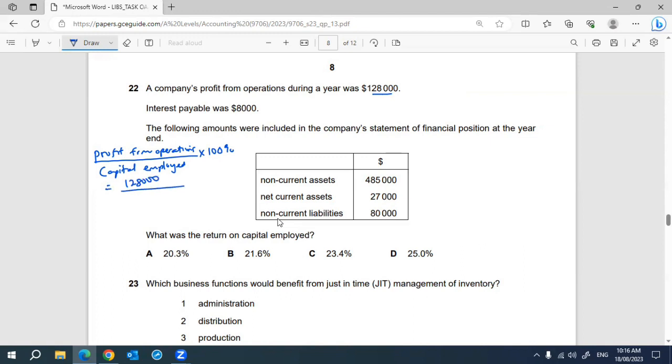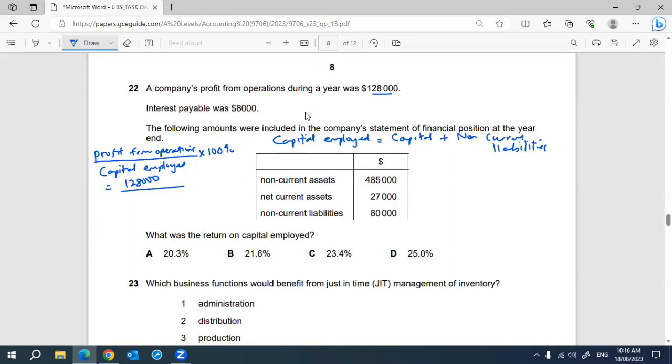So the profit from operations is already given by the question, 128,000. So we have to calculate the capital employed using the information given in the box. To do this, you have to fall back to the accounting equation. But before that, capital employed simply means capital plus non-current liabilities.